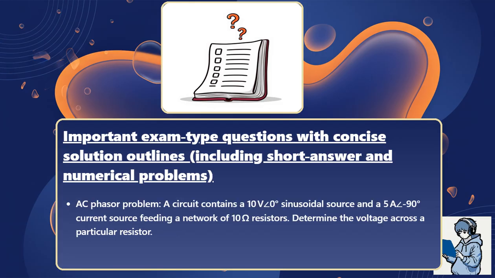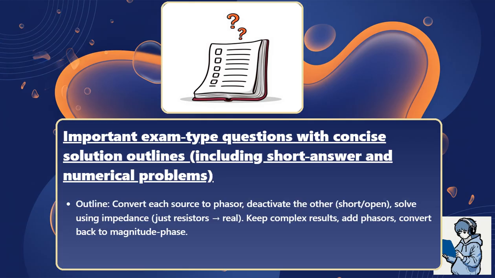A circuit contains a 10-volt angle 0 degrees sinusoidal source and a 5 ampere angle negative 90 degrees current source feeding a network of 10 ohm resistors. Determine the voltage across a particular resistor. Convert each source to a phasor, deactivate the other by shorting or opening as appropriate, and solve using impedance. Since the network is only resistors, the impedance is real. Keep the complex results, add the phasors, and convert back to magnitude and phase.